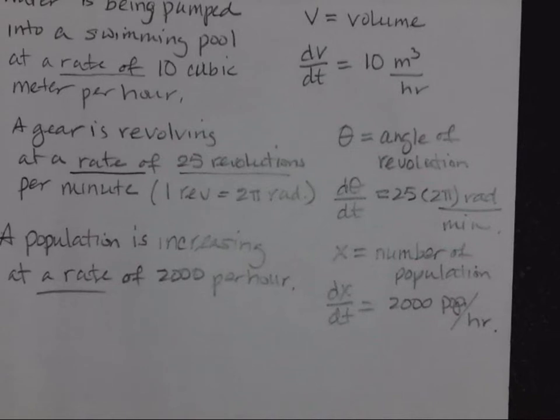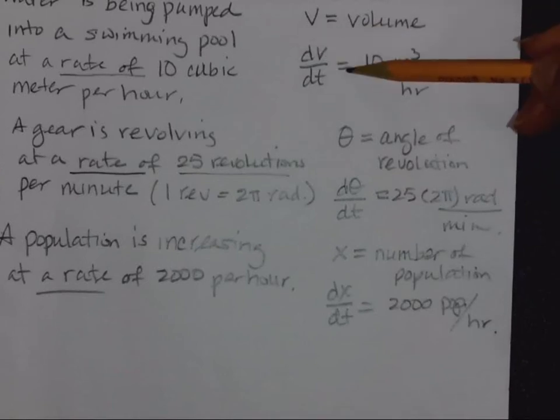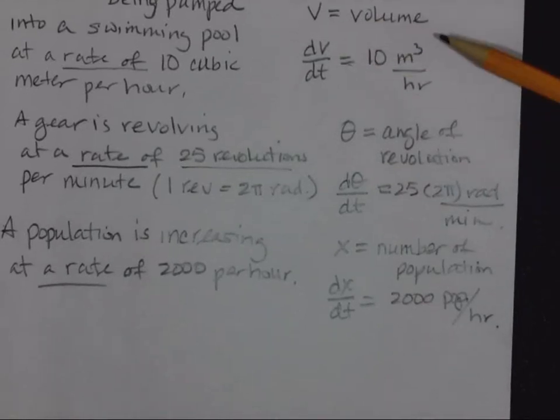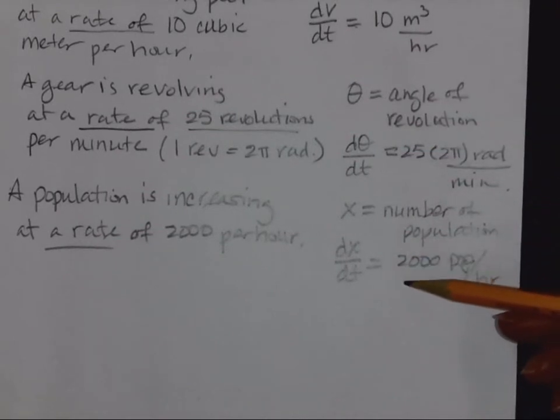And these are the key terms or keywords that you got to look for when you're looking for rate of change. Okay, so velocity, dx/dt. Change in volume, dV/dt. Change in angle, d theta/dt. And then change in rate of population is dx/dt.